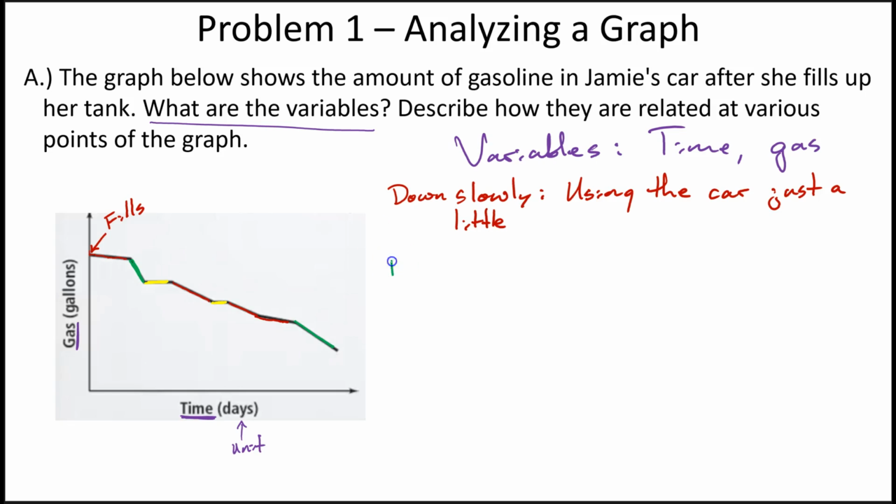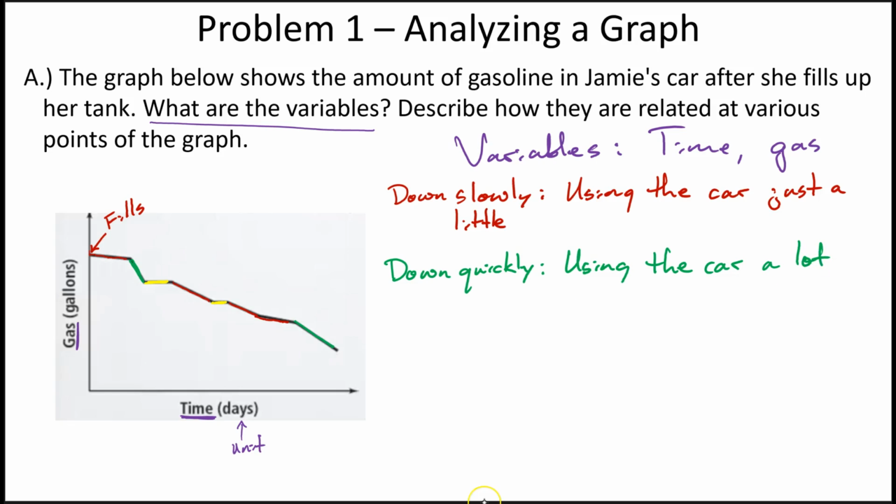In the places where it's going down quickly, this is probably where she's using the car a lot. Maybe she had to take a trip out of town, go quite a far distance. Maybe she had to drive to Vegas in a day or something, to really get out there. So using the car a lot.